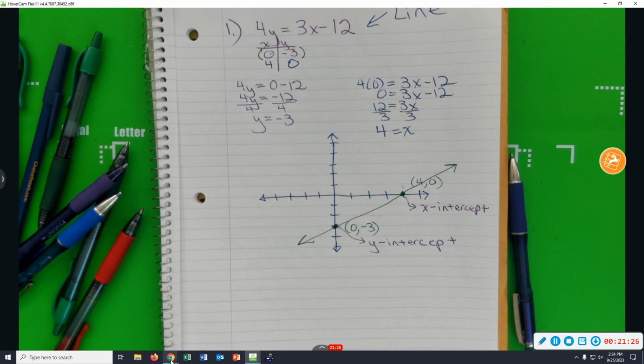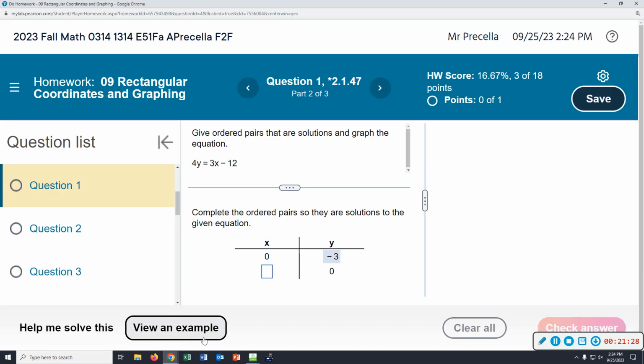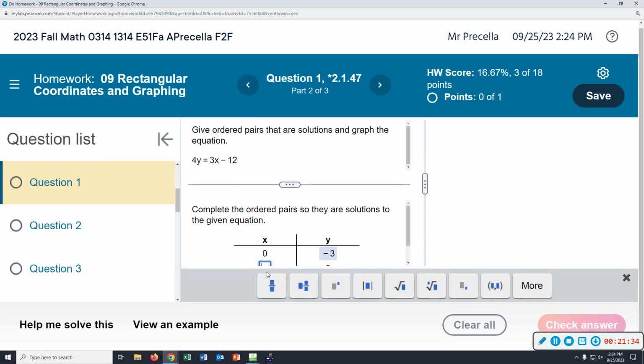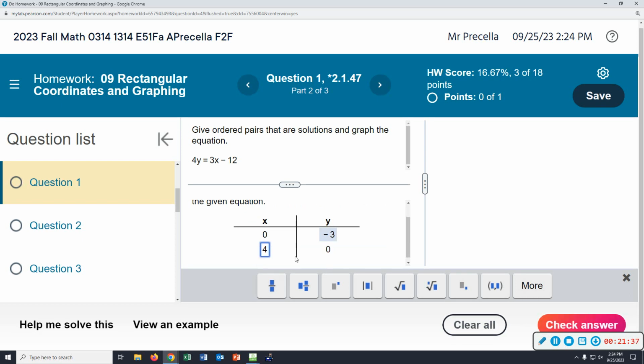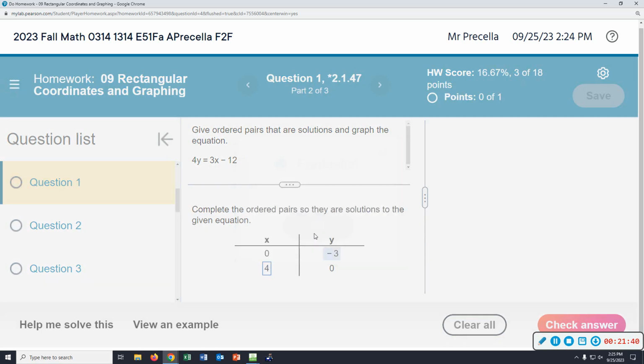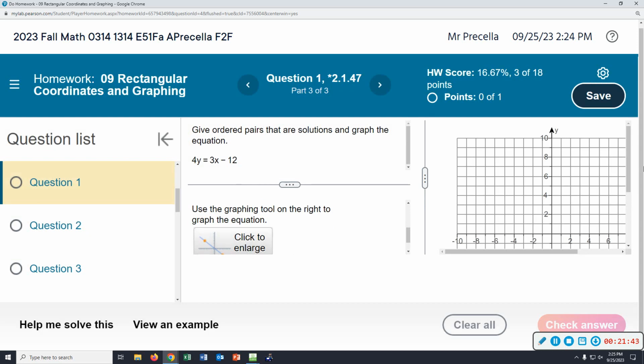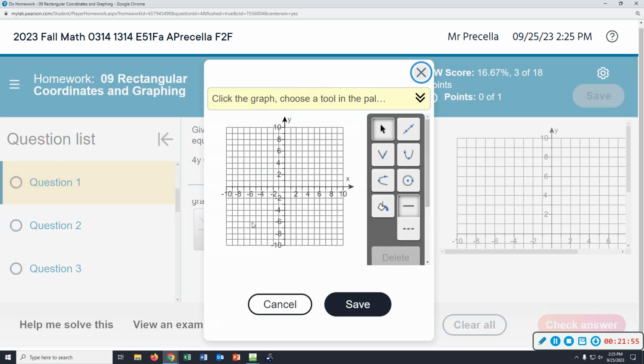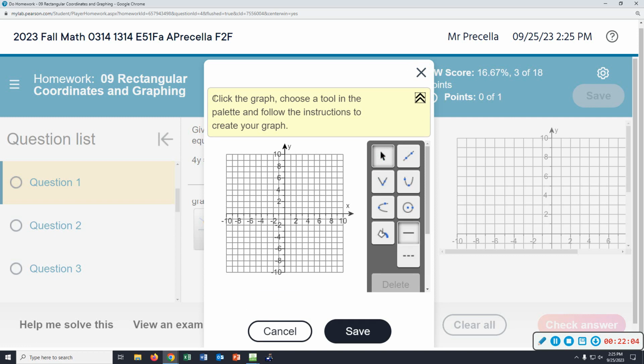Let's draw this graph using the graphing tool. Okay. Oh, I didn't put another number there. What was it? 4? And realize I have this screen blown up, probably more than your own computer screen is. So what I'm going to do is I don't use the grid that's right here. I click and use the pop-out grid. First thing you've got to do is let's expand those instructions. Click the graph, choose a tool in the palette, and follow the instructions.